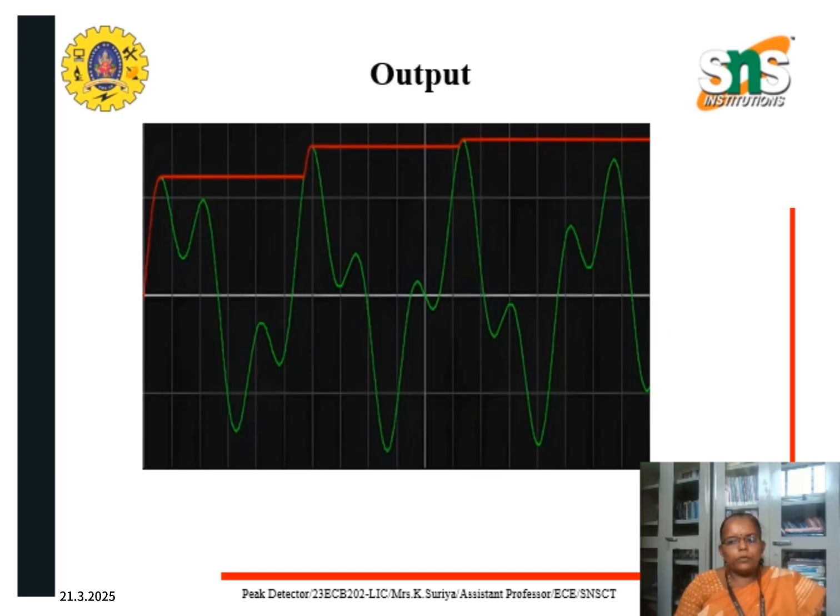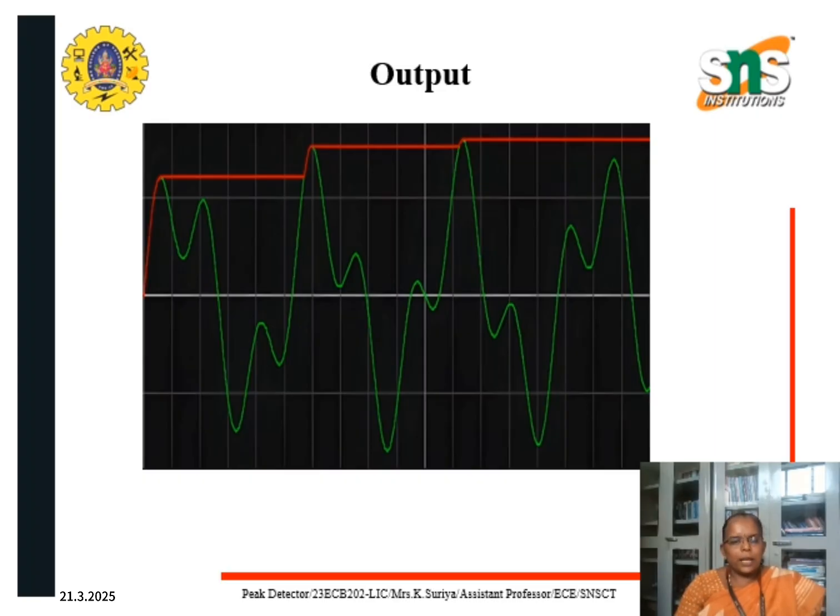This is the output waveform of the peak detector, where the input and the output are shown here. The input signal is illustrated in the green color and the output waveform is shown in the red color. As we see, whenever the input signal exceeds the previous peak value, the output waveform increases its amplitude and holds to that value until a new higher peak is identified in the input.